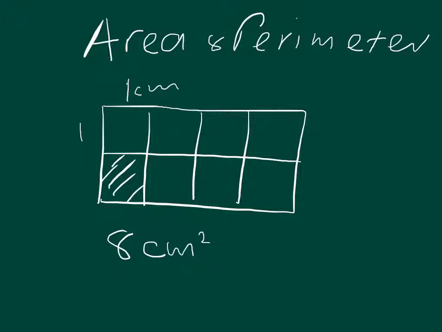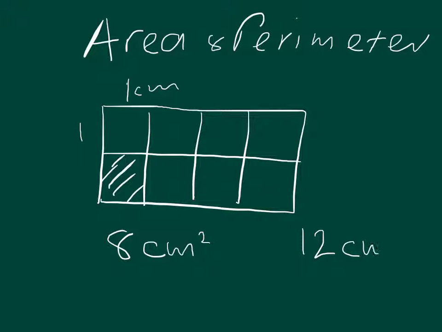Now the perimeter is when we go round the shape. So if I move across here, I've moved 1 centimetre, 2 centimetres, 3, 4, 5, 6, 7, 8, 9, 10, 11, 12. So it's 12 centimetres all the way round the shape. So the perimeter is 12 centimetres.